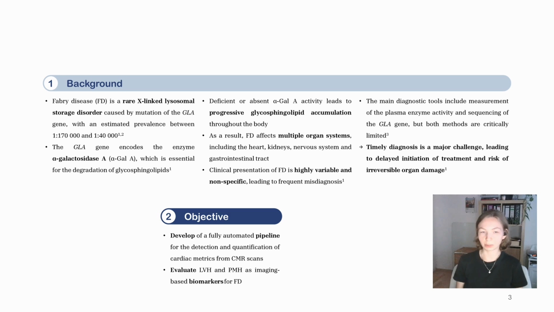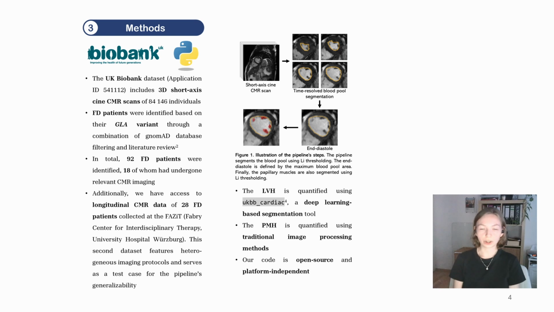For that, we are developing a fully automated image processing pipeline that can quantify cardiac metrics from three-dimensional short axis CMR scans. So for our analysis, we have data from two different sources. We have access to the UK Biobank dataset, from which we have identified 18 Fabry disease patients with relevant cardiac imaging. And in addition to this, we have access to longitudinal CMR data of 28 Fabry disease patients that was acquired by our collaborators at the FACIT, which is the Fabry Center of the local university hospital.